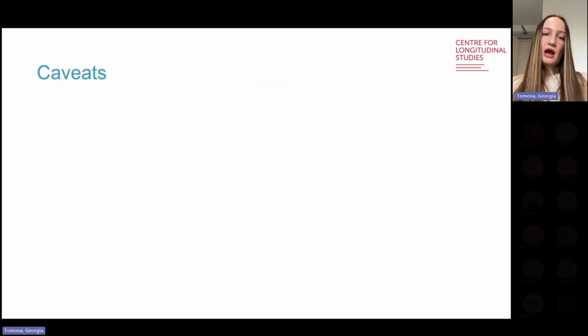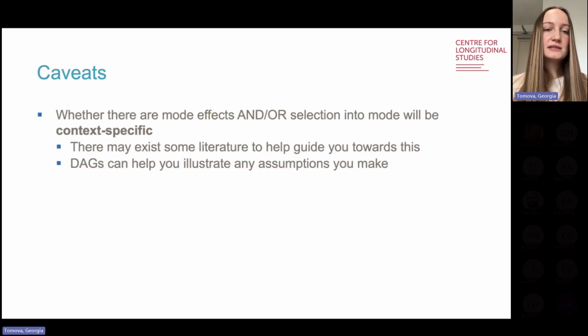And then before I summarize, I'll just mention a few further notes to add to what I've already said. The first one is that we use some example simulated data to show you generally what might happen in these scenarios, but whether they're mode effects or mode selection or both, in your specific example, will be entirely context specific. And just because there's no mode effect or selection in a certain example for a certain set of variables doesn't mean that this would always generalize. Or if it generalizes, it might not be to every single population.